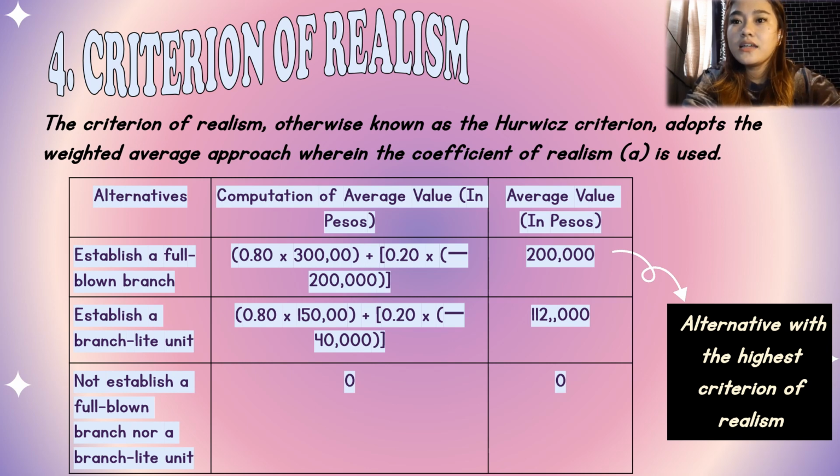And lastly, not establish a full-blown branch nor a branch-like unit. The computation in pesos gives an average value of 0. So, the alternative with the highest criterion of realism is the establish a full-blown branch, which has a computed average value in peso of 200,000.